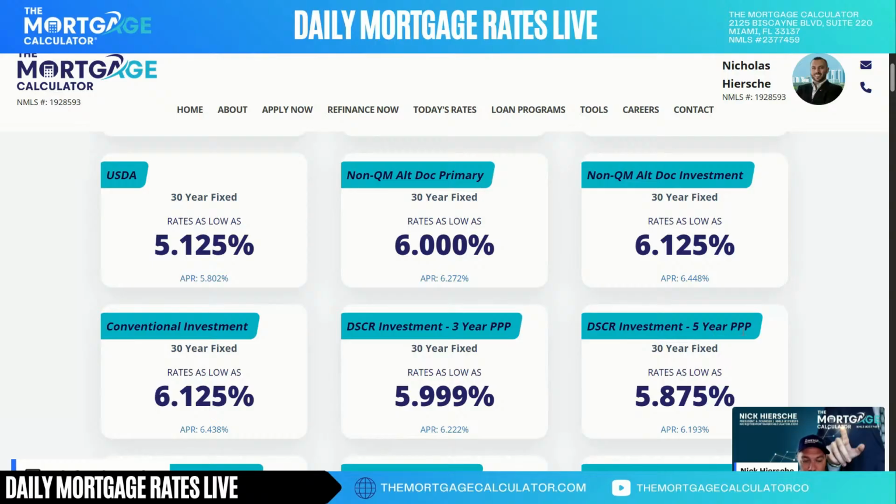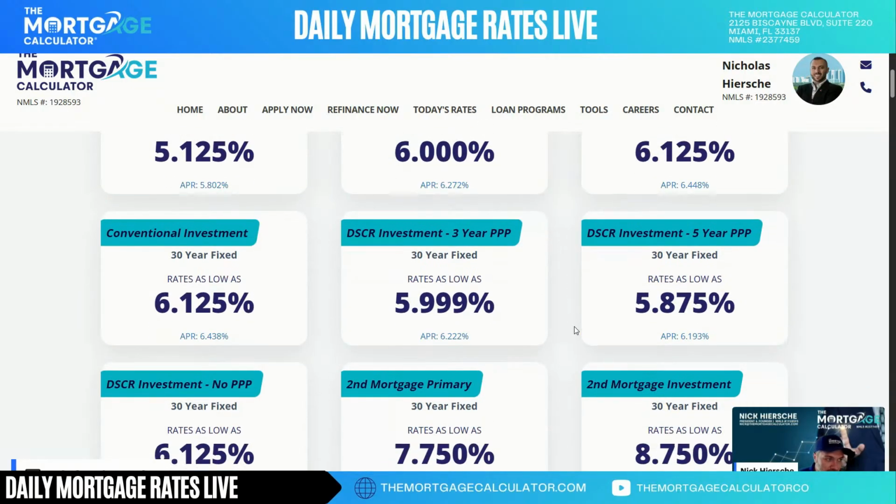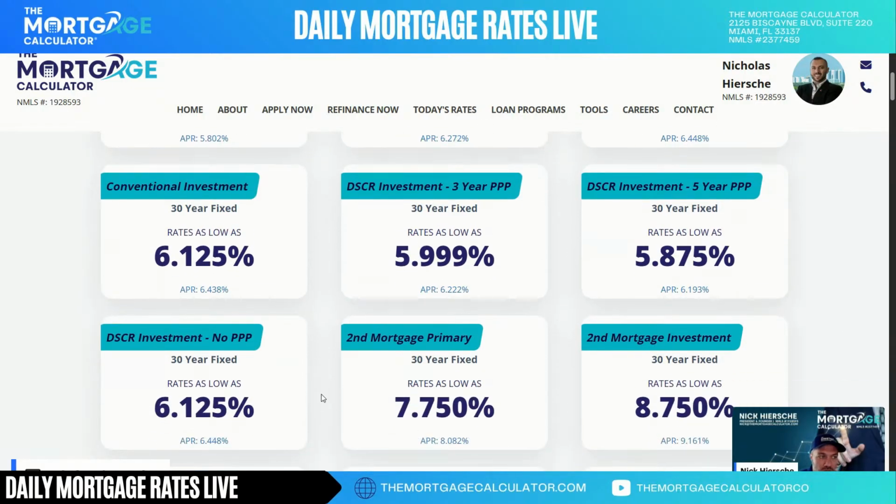And we can add a 5-year prepay to sweeten the deal. Rates come in today as low as 5.875. Final APR 6.193. Again, beating all the other options. Our DSCR is amazing. And we do have our DSCR option as well with no prepayment penalty. Some states don't allow it, and some borrowers don't want to have a prepayment penalty. No problem. Rate today 6.125. Final APR 6.448. So just a touch higher than conventional there to have no prepayment penalty. Again, pretty amazing to use. No income or employment info.